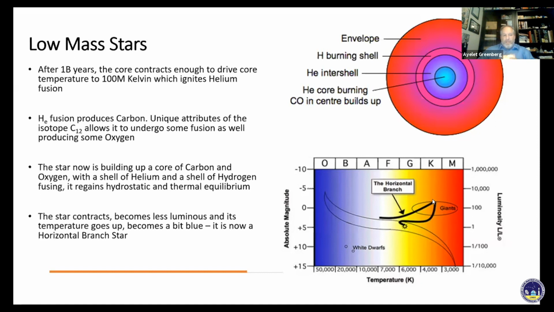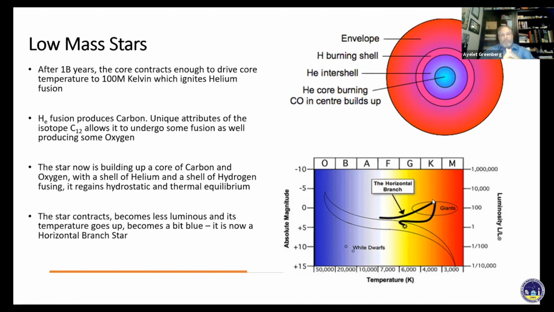After about 1 billion years, the helium core continues to contract and contract and contract, and as it's contracting, it's getting hotter and hotter until it reaches 100 million degrees Kelvin. And at this point, the helium can start fusing as well. And when helium fuses, it creates carbon. So when you start fusing helium, you start creating carbon.